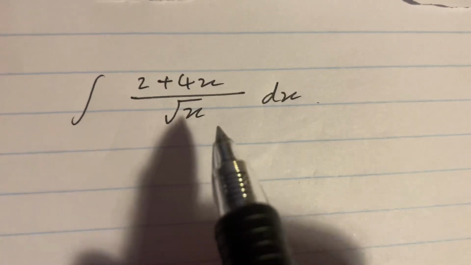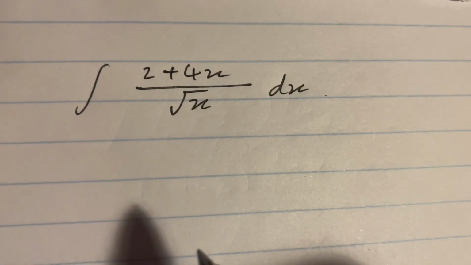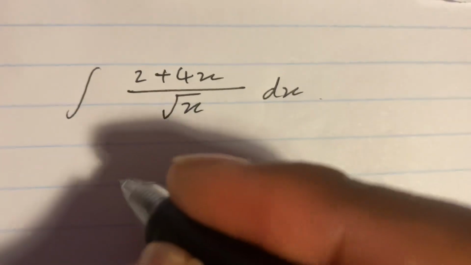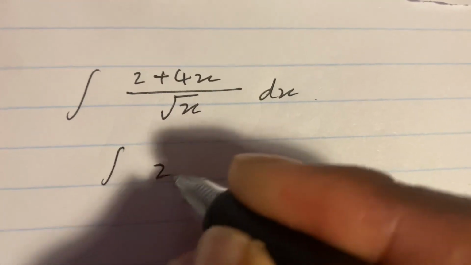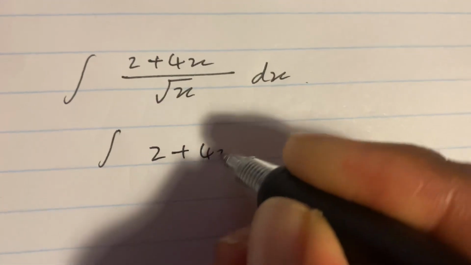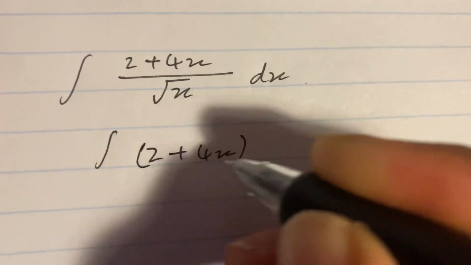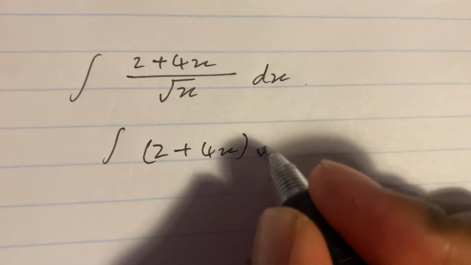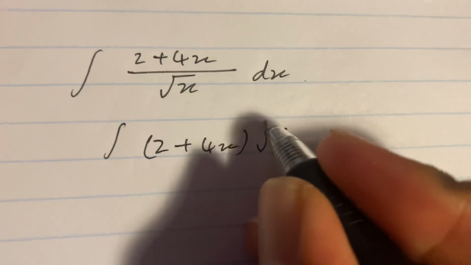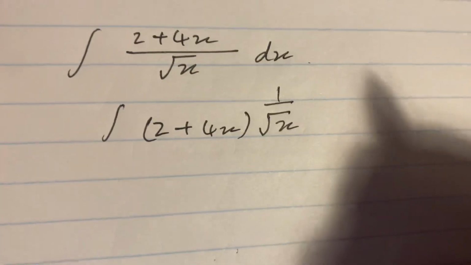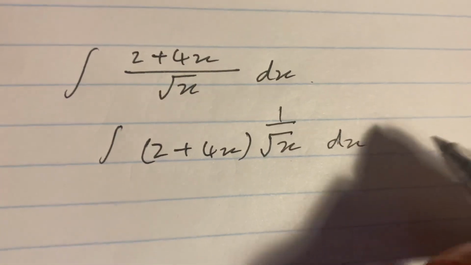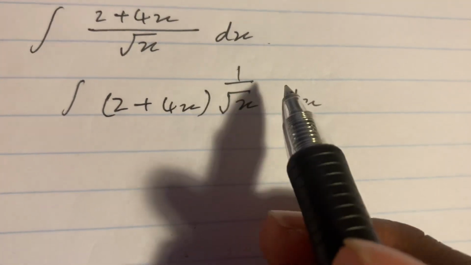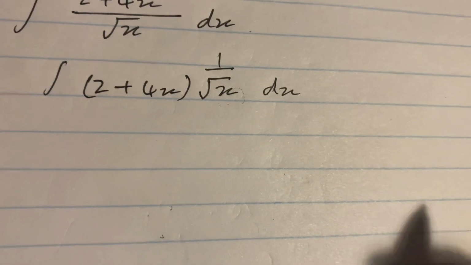Okay, so if you have a function like this one, you need to simplify first. So let's rewrite it. You have the integral of (2 + 4x), close the bracket, times the square root of x over 1. You can also rewrite it as x to the power of negative half.